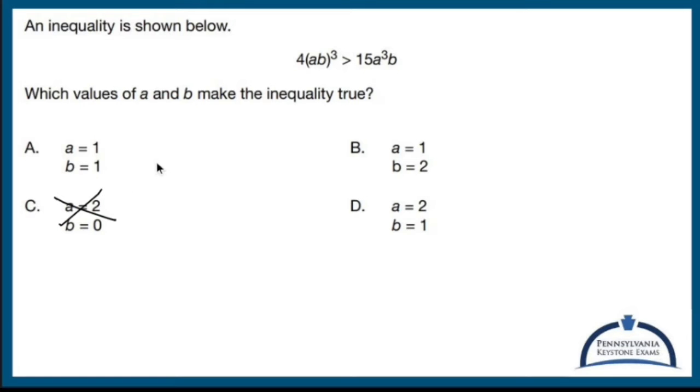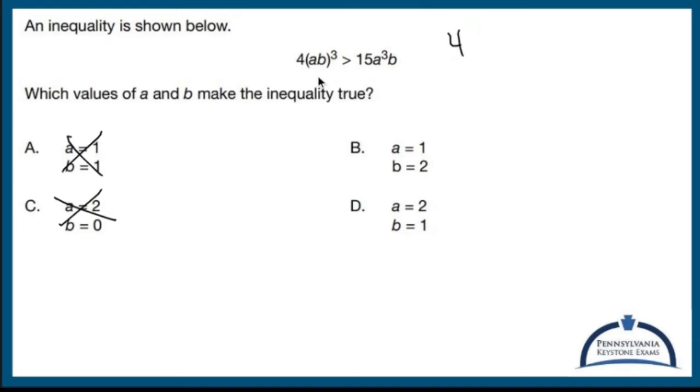So let me try this. I'm not going to try the ones. Not yet, because in my head I could do 1 times 1, which is 1, 1 cubed. I get 4, and 4 is not going to be greater than 15 times 1 cubed times 1. So I already know that A is out because I just did it quickly in my head. So let's just go with B.